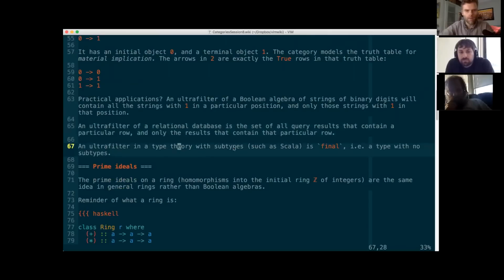Ultrafilter in type theory with subtypes is final. So I thought that was kind of interesting. So a type with no subtypes is an ultrafilter in Scala.